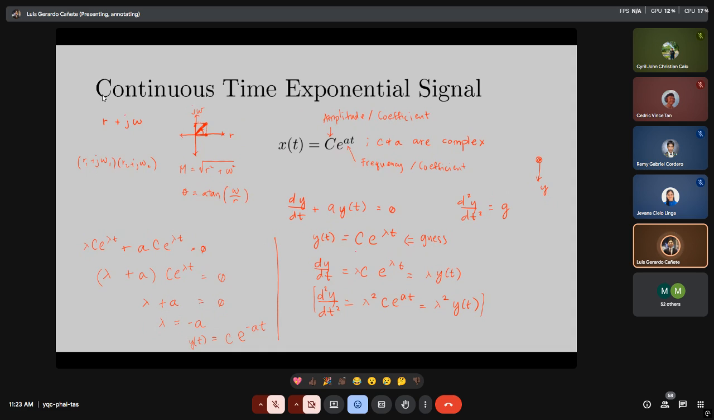But what is really important is that which signal is the solution is determined by the system itself. You can actually see that right here. Because remember, lambda and c are both unknown. They're coefficients that we do not know. But the question is, what determines the coefficients? And the answer is the parameter in your system, right?